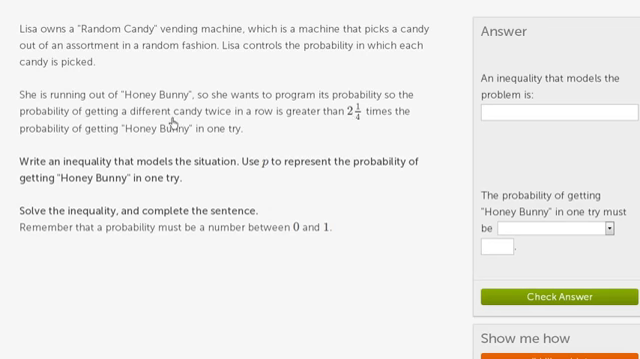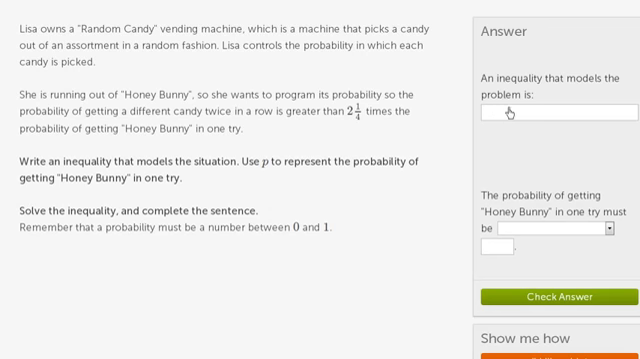one try. So let me read that again. She wants to program its probability so that the probability of getting a different candy twice in a row, or really any other candy twice in a row, is greater than 2 1/4 times the probability of getting Honey Bunny in one try. Write an inequality that models the situation. Use P to represent the probability of getting Honey Bunny in one try. Solve the inequality and complete the sentence. Remember that the probability must be a number between 0 and 1.